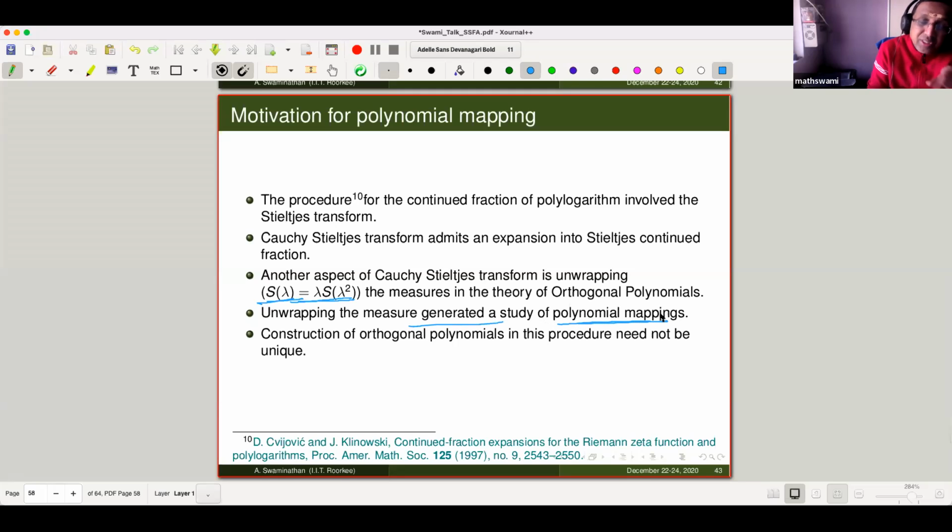So what we are interested in is taking the polylogarithm, and from there trying to get the Pick function representation, the Stieltjes representation. From the Stieltjes representation, unwrap the measure. From the unwrapped measure, try to construct an orthogonal polynomial. And of course, the only condition is that the orthogonal polynomial which we construct in this procedure need not be unique. So this is what has been given.